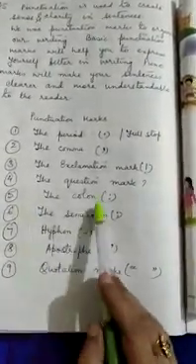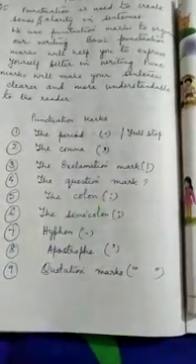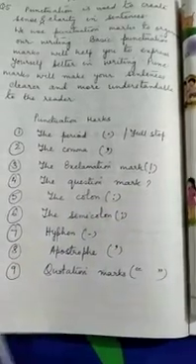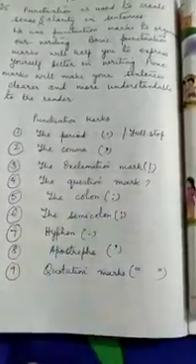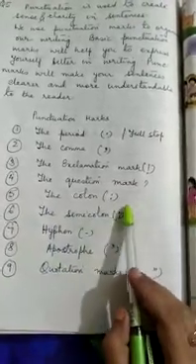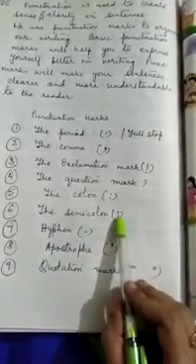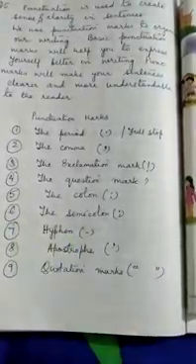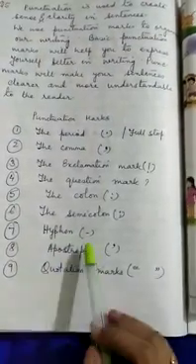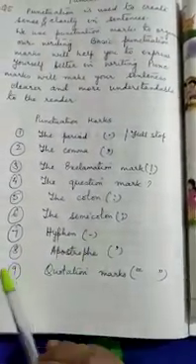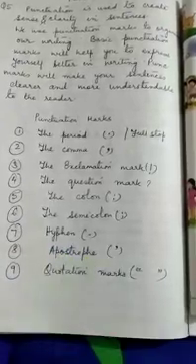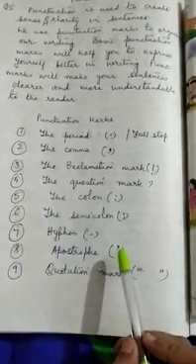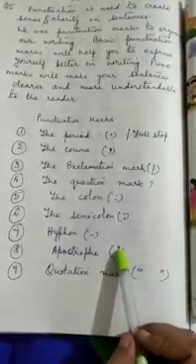Number 5, the colon. It is represented by 2 dots, one above the other. Number 6, the semicolon. It is represented by a dot and a comma. Number 7, hyphen. It looks like a dash. Number 8, apostrophe. Apostrophe is represented by a comma, but it is above the line.